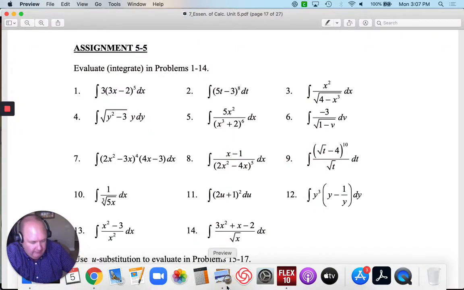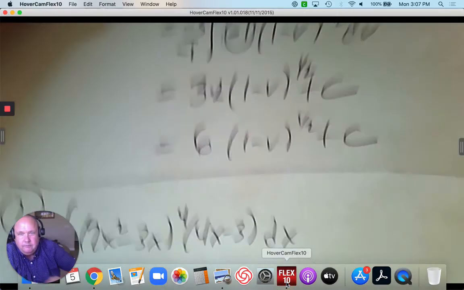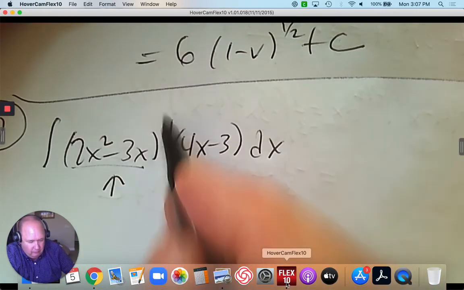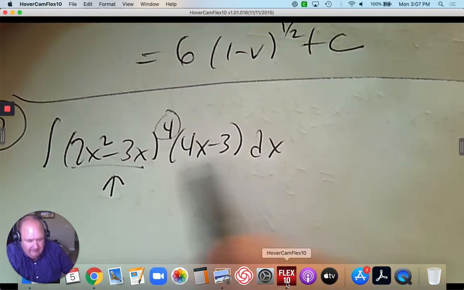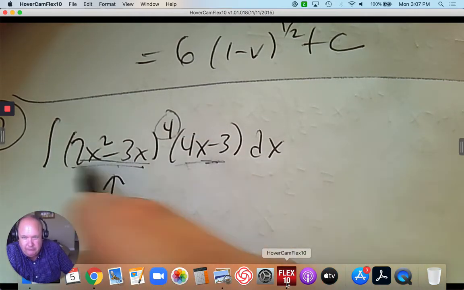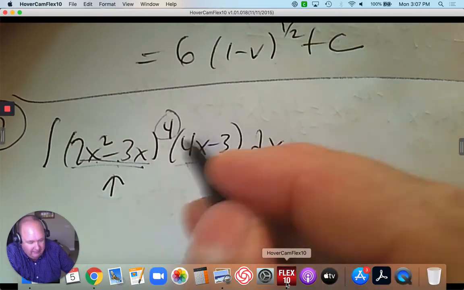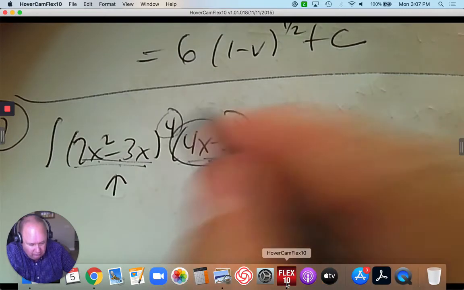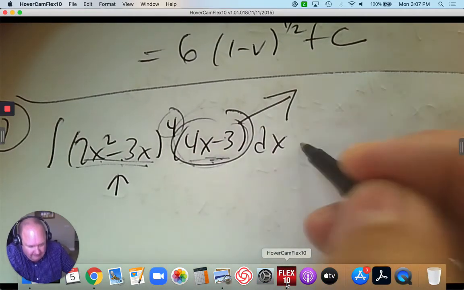So number 7, I have (2x squared minus 3x) to the 4th and (4x subtract 3) dx. So I take the expression with the bigger exponent and the hook is the one beside it. So what's the derivative of this base? It's 4x subtract 3. That is the hook. I don't need to change anything. It's what it should be. So circle the hook, it goes away.